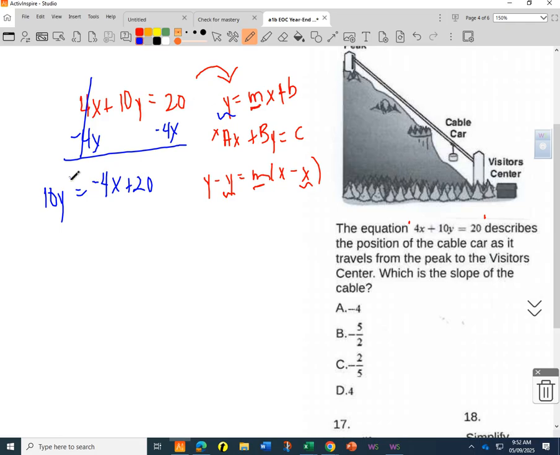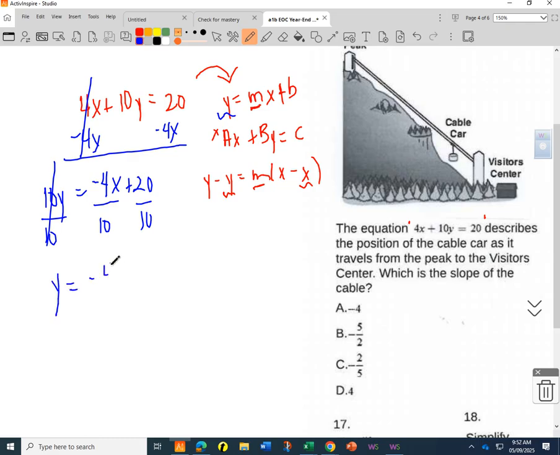Now, is my y by itself? Not by itself. It is on the left side. There are no other terms in there, but it's got a coefficient of 10. How can I get rid of that coefficient of 10? Yes. Divide everything by 10. Everything on the left, everything on the right. Now my y is by itself.